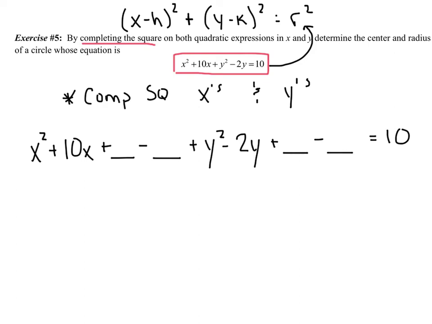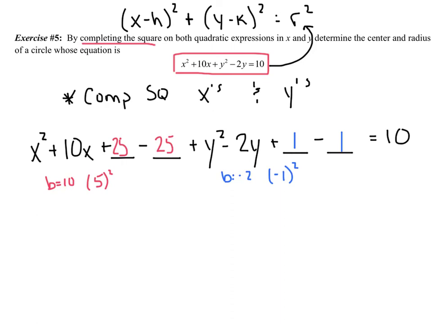Do you remember how that completing the square goes? It says we're going to take half of your b term. Right now, my b term is a 10. If I take half of it, I get 5, and I want to square that. So I'm going to add 25, subtract 25. And then I'll do the same thing for the y's. For the y's, my b term's a negative 2. If I cut that in half, I get negative 1. And if I square that, I'll end up adding 1 and subtracting 1.